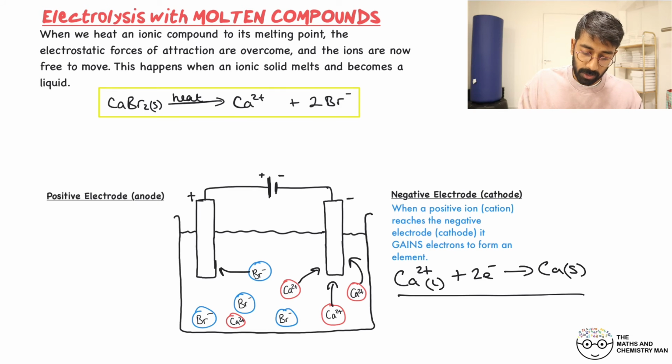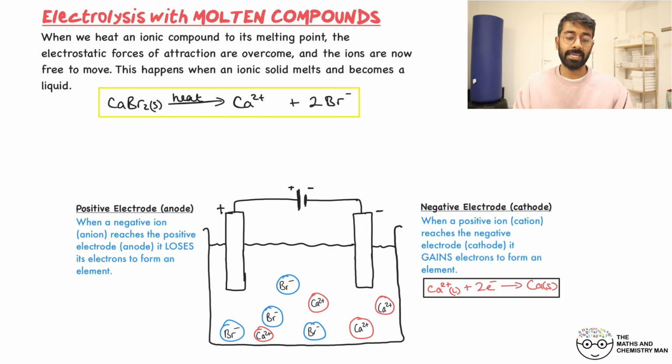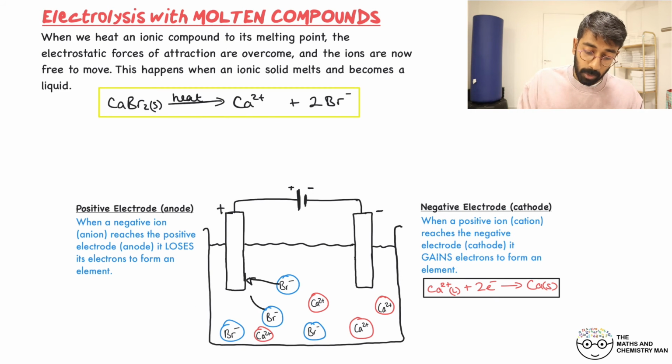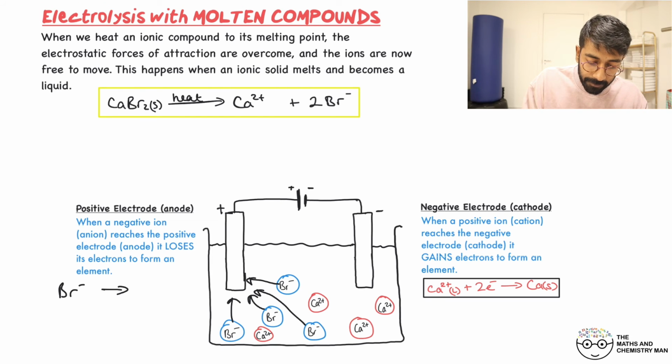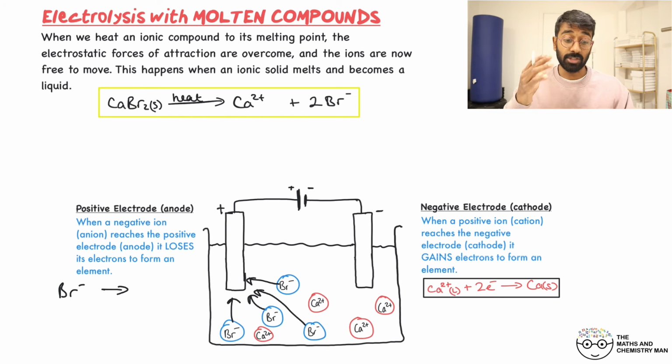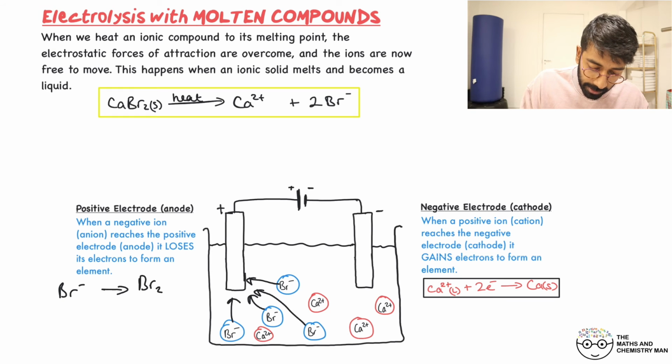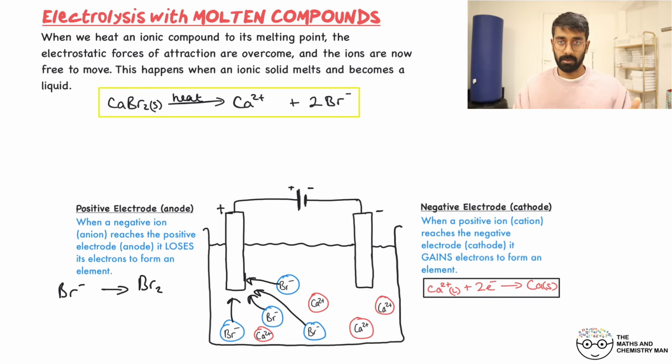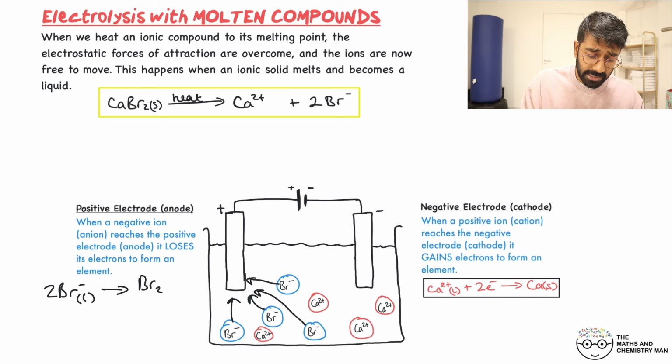Have a look at the other side. Well, you've got your Br- now heading over to that positive electrode, so your anode. And remember, when they get there, they're also going to discharge. But what do they do? They lose electrons, right? So let's just complete this. And you've got Br-. And you've got to form bromine. Now, bromine, just like chlorine, is diatomic. So they hang around in pairs. So you're going to make Br2. Therefore, we need 2 of these Br-. And again, it's the same thing, right?